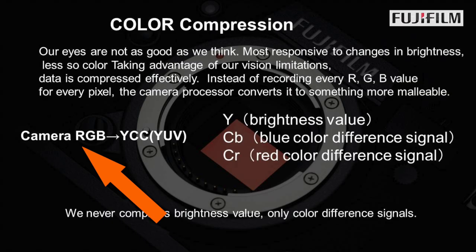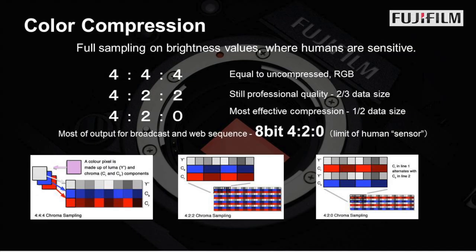Your capture in the camera is always going to start as the full RGB picture data for every pixel. But then what happens when we turn it into video is we go to YCC, also known as YUV, where the Y is the brightness values, and then the CC or the UV are known as color difference signals. There are only two color difference signals, and we extract the third color by looking at the difference between them. So that's where the chroma subsampling values come from: 444, 422, 420.